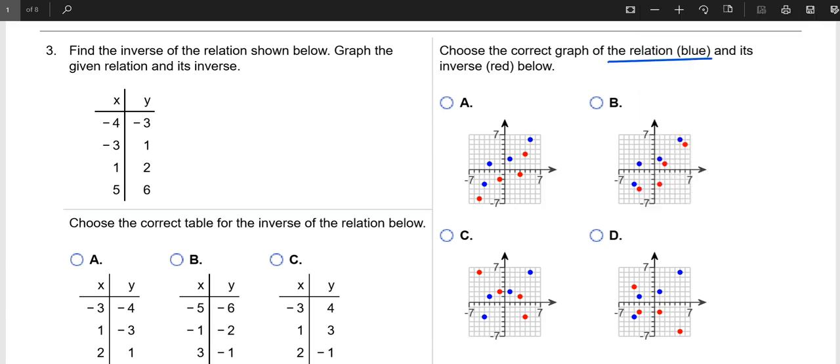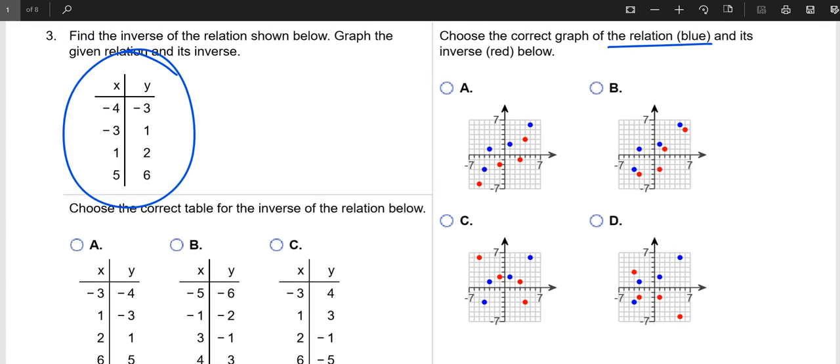original points are in blue. Now, if you're dealing with a paper copy right now, you have black and white stuff, and it doesn't make any sense. But these are the blue ones. Okay? Then it says that the inverse is in red. The inverse is in red.